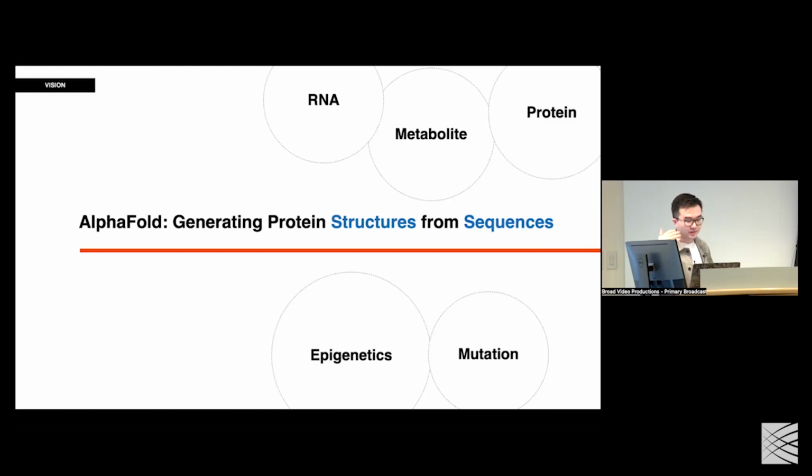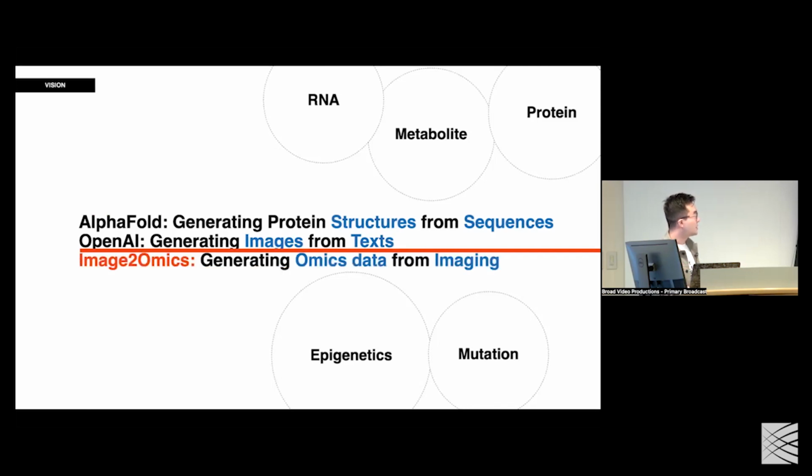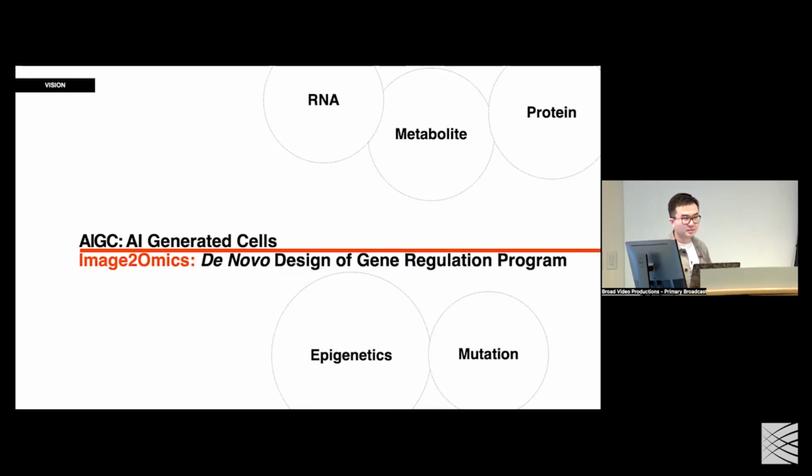AlphaFold is basically trying to generate protein structures from the sequence. And in the OpenAI study, they're trying to generate images from text. We asked the question, can we generate all kinds of omics information from different kinds of imaging data as an input? So if you're thinking about AIGC, AI-generated content, which is popular now, can we propose in the future to do AI-generated cells?